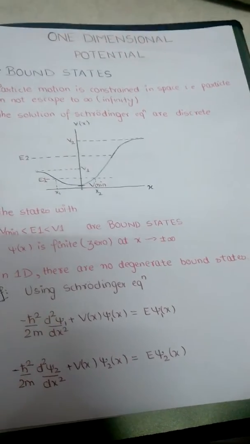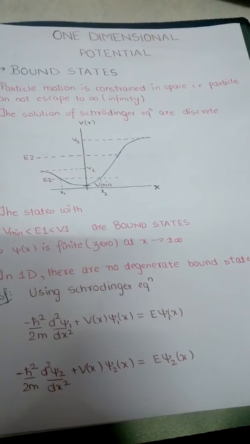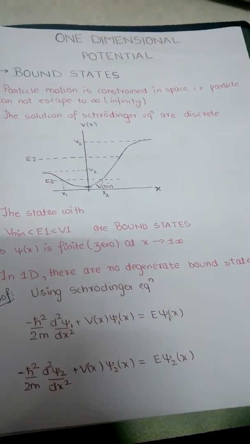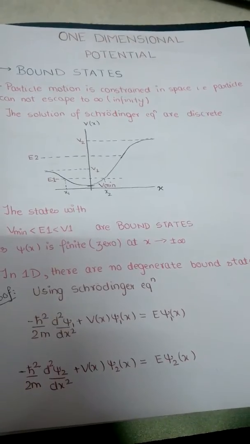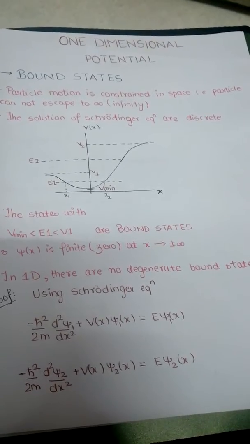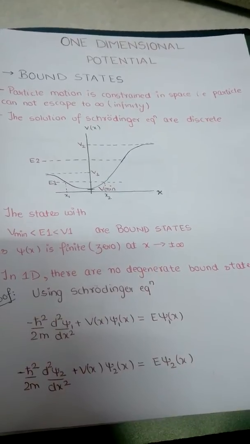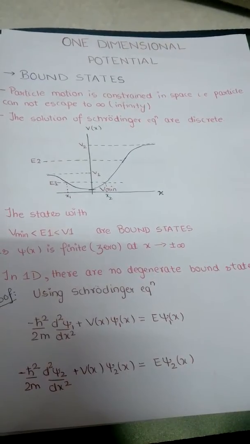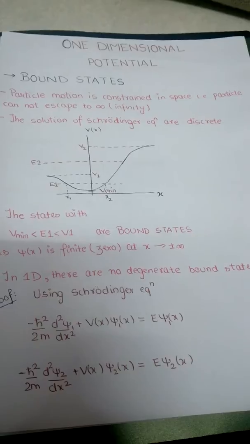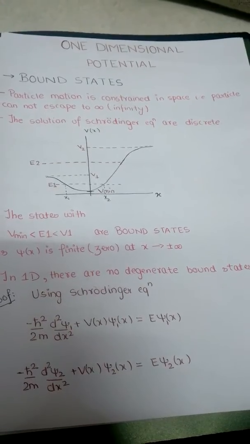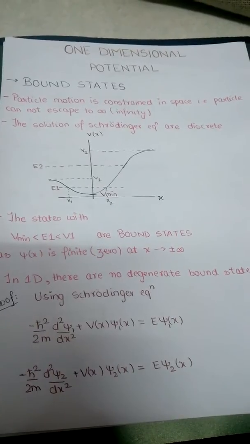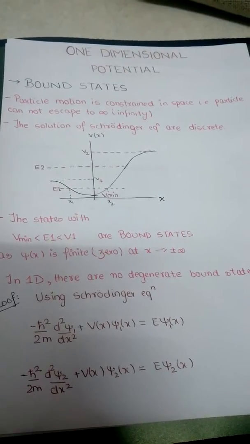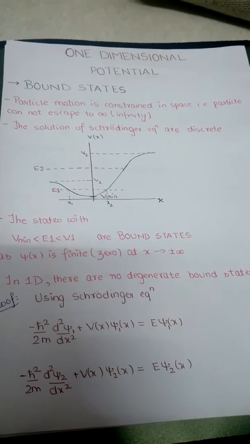A bound state is a state in which the motion of the particle is constrained spatially. That is, the particle cannot escape to infinity. As can be seen from the figure, a particle with energy E1 is bound in the classical turning points x1 and x2. It cannot escape to infinity. Whereas the particle with energy E2 can escape to infinity in one direction and is bound in the other. So this is not a bound system.